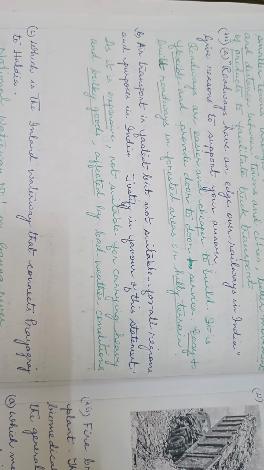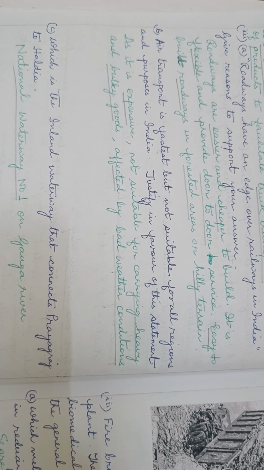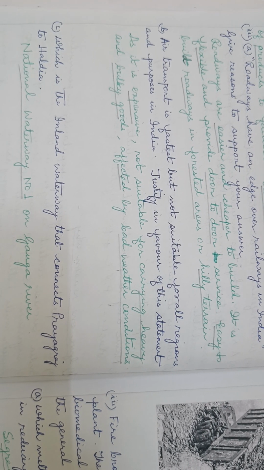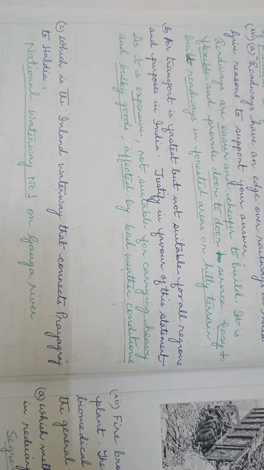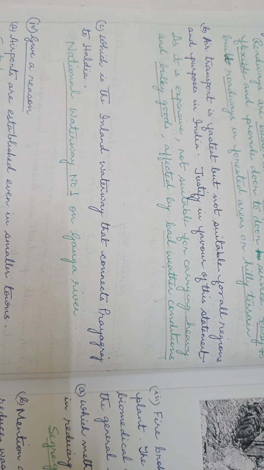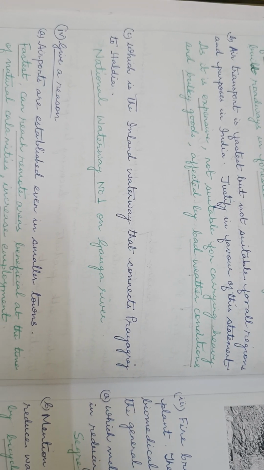Next question number B, 3B. Air transport is fastest, but still it is not suitable for all regions and purposes because it is expensive, not suitable for carrying heavy and bulky goods, affected by bad weather conditions. And C, the inland waterway that connects Prayagraj to Haldia is National Waterway number 1. It is on Ganga River.